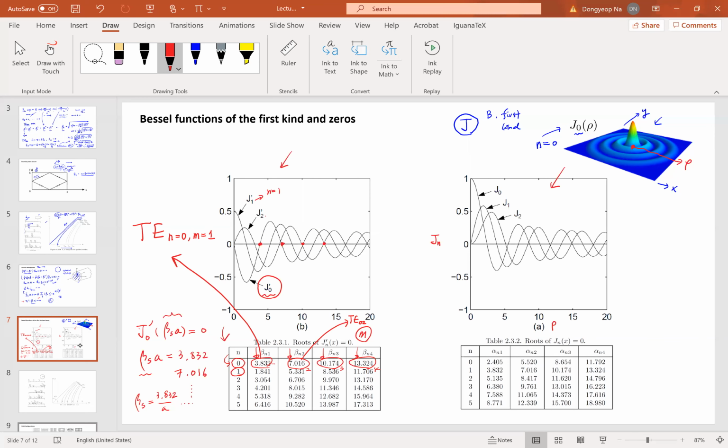Actually, this is very complicated, to read this table and understand the meaning of the zero crossing of the Bessel function. Are there any questions about reading this table and the meaning of this index of the circular waveguide?